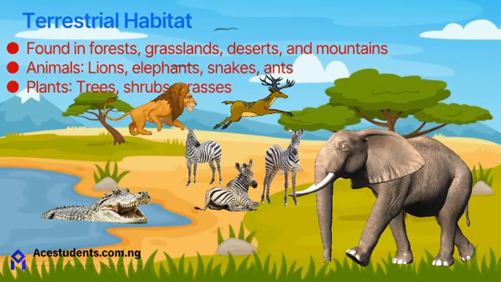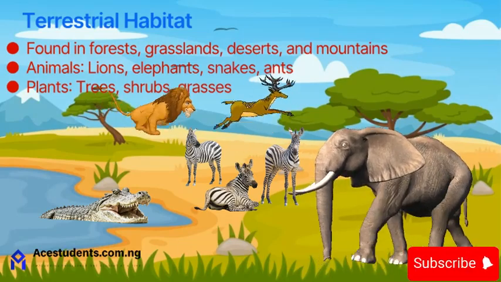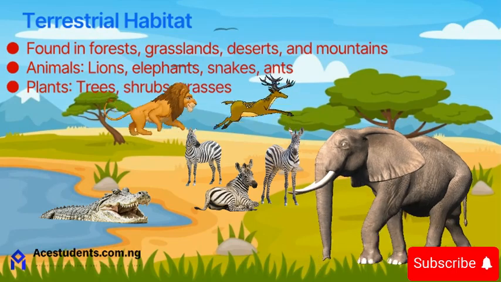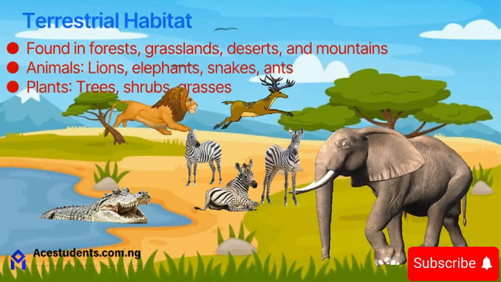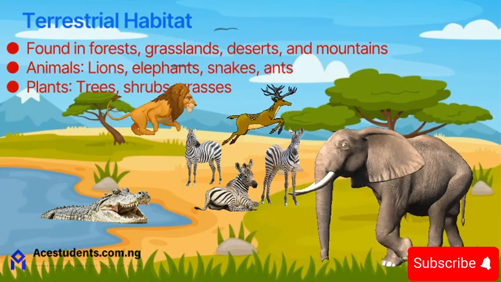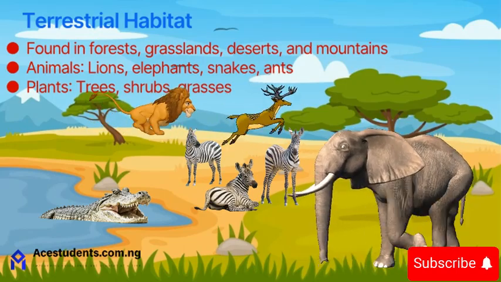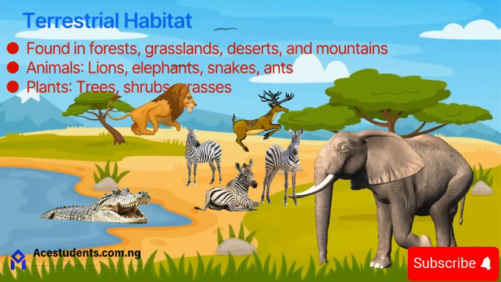Terrestrial habitats are found on land. Examples include forests, grasslands, deserts, and mountains. Lions, elephants, snakes, and ants are animals found here. Trees, shrubs, and grasses are typical plants in this habitat.